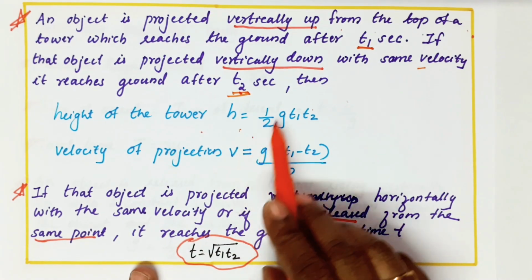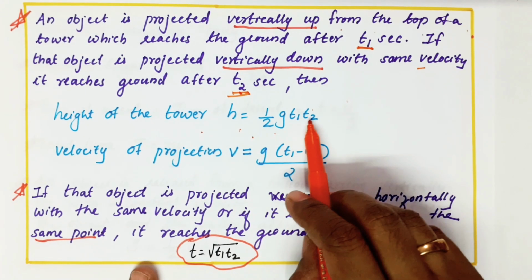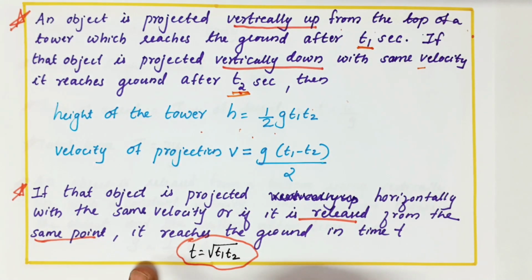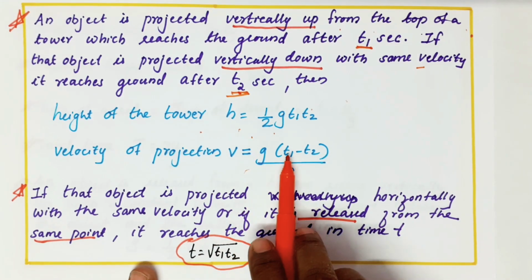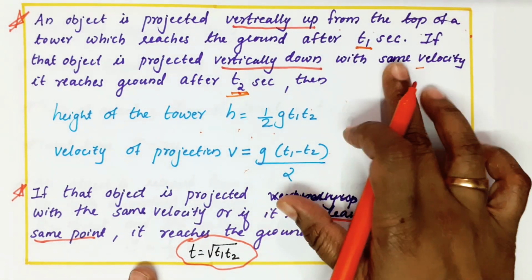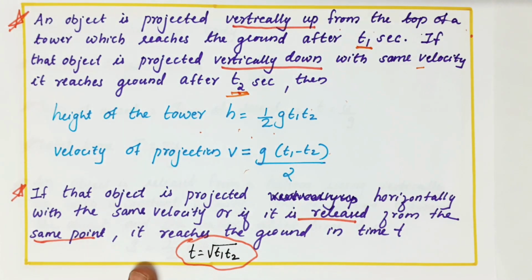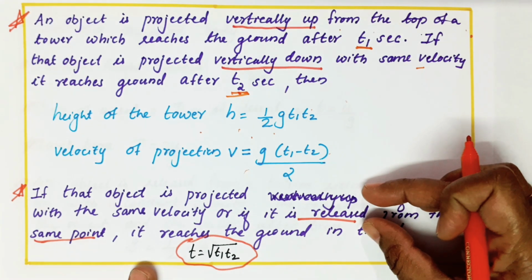You can use h is equal to half into g into t1 t2. Half g t square only, but see the times t1 t2. What is the velocity of projection? V is equal to velocity of projection. We can take it as g into (t1 minus t2) by 2. This also we are substituting in both the cases. But I need to focus on the next one. These two situations, they are relating with this one.